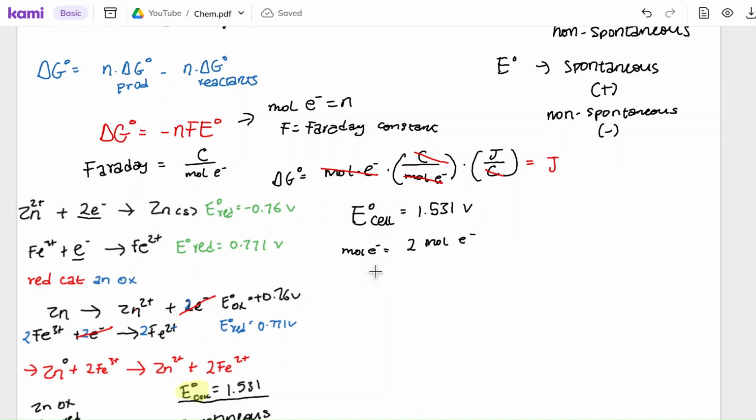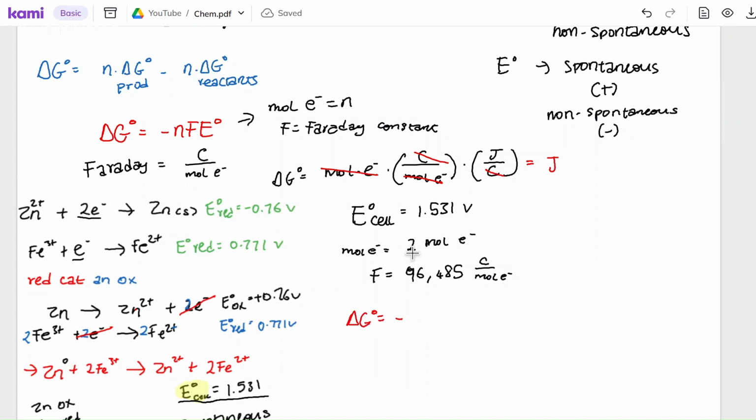And now another variable in the equation, F, which is Faraday's number. That one we don't really find from the equation. It's usually given to us in an exam, and it's always going to be 96,485 coulombs over mole E. We don't have to remember this number as it will be given in an exam usually. So now we just plug it all in to find the Gibbs free energy.